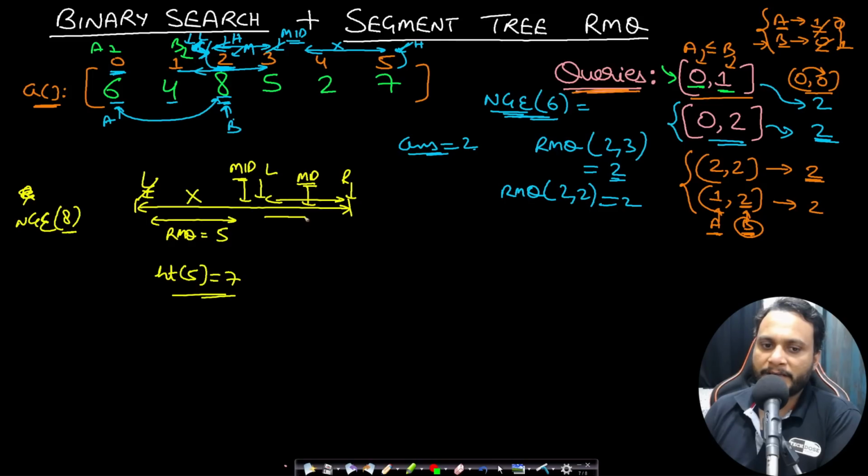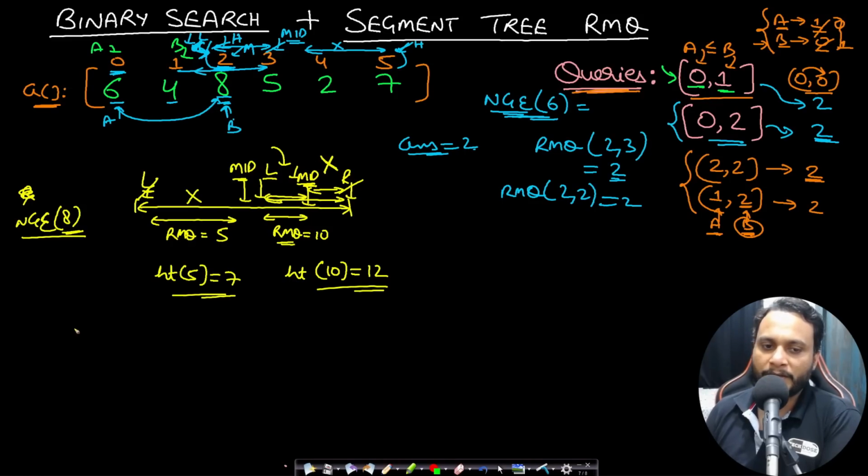Now in this case, if I again search in the range of low to mid and the RMQ value gives me an index, let's say 10, and the height array at 10 is, let's say, 12, then since 12 is greater than 8, I found a candidate for the NGE, that means next greater element, in this range of low to mid. Since I want the leftmost item, I will exclude the range from mid to right, and I will reduce my right value to mid minus 1. Okay, so this is my entire idea. I hope you are able to understand this binary search and segment tree RMQ technique.